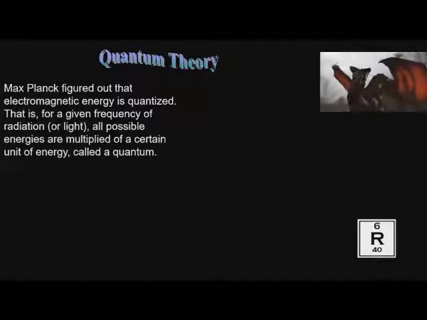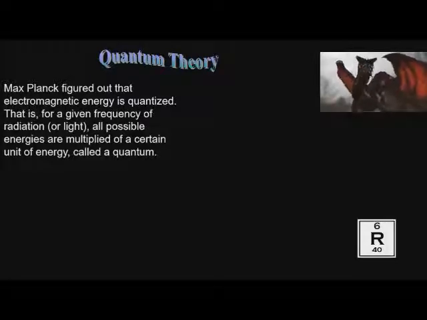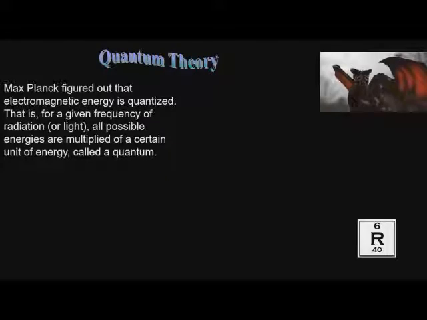So the next important step or lesson learned in chemistry was the breakthrough with the quantum theory. Max Planck figured out that electromagnetic energy is quantized. That is, for a given frequency of radiation or light, all possible energies are multiples of a certain unit of energy called a quantum.